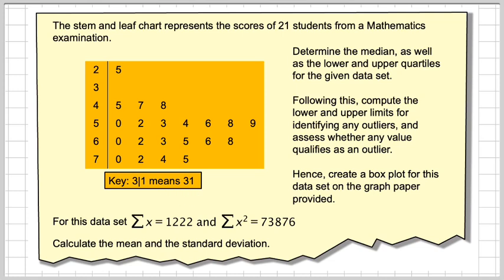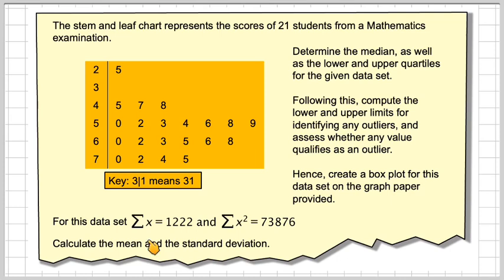Determine the median as well as the lower and upper quartiles for the given data set. Following this, compute the lower and upper limits for identifying any outliers and assess whether any value qualifies as an outlier. Hence, create a box plot for this data set on the graph paper.